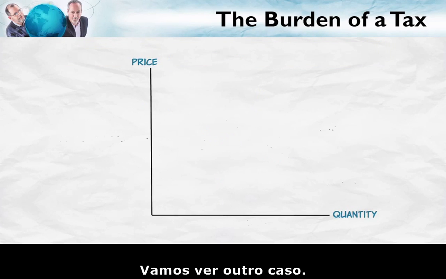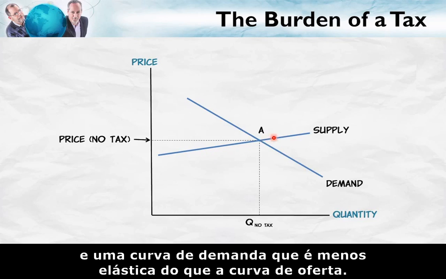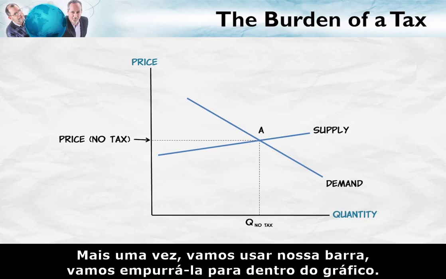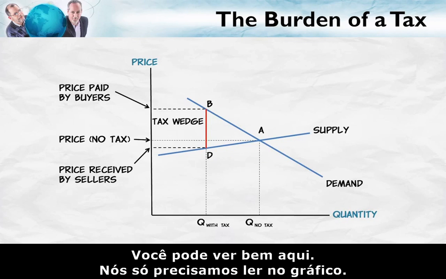Let's look at another case. In this case, we've drawn a supply curve which is very inelastic and a demand curve which is less elastic than the supply curve. Once again, we're going to take our tax wedge, push it into the diagram, and what happens? You can see it right here. We just have to read it off the diagram.